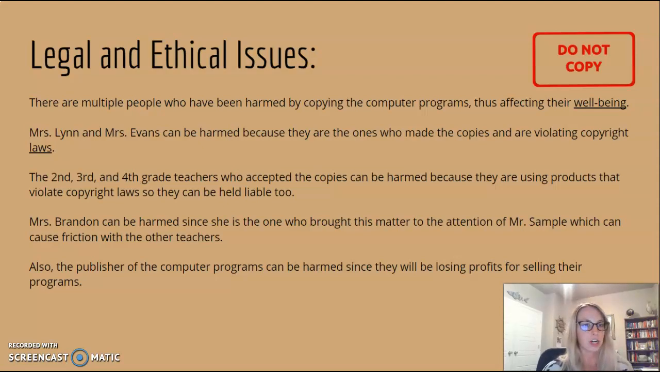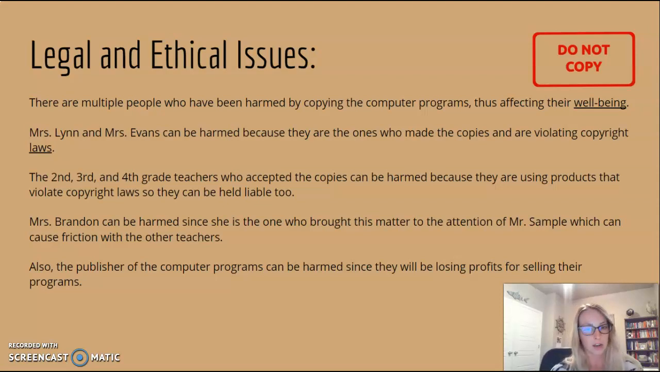The 2nd, 3rd, and 4th grade teachers who accepted the copies could also be harmed because they are using products that violate copyright laws, so they could also be held liable for these violations. Ms. Brandon can be harmed since she is the one who brought this matter to the attention of Mr. Sample, which can cause friction with the other teachers, especially since she is a new teacher and she hasn't built those relationships and trust with all the other teachers who have been there for multiple years.